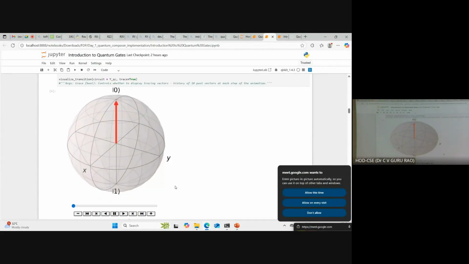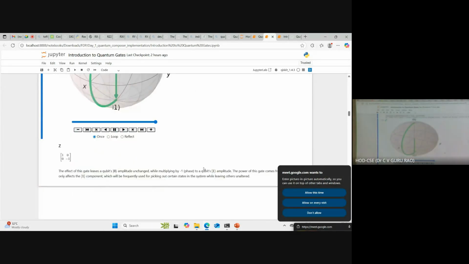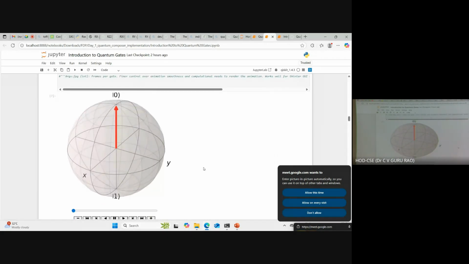Now with the Y gate, this is a little tricky. On 0 it gives i times 1. But we are not considering the i here. We are just considering the states, 0, 1. Now the Pauli Z gate. If it is in 0, it will stay in 0.